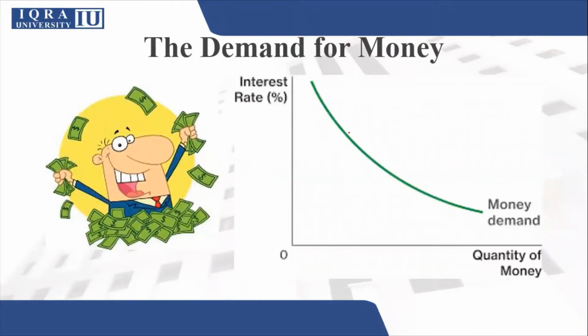that the interest rate and the quantity of money that is demanded have a negative relationship. That means whenever the interest rate is going to go up, the quantity demanded is going to decline, it is going to reduce.